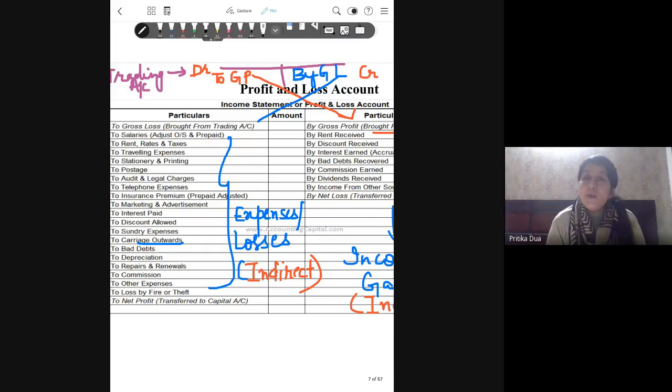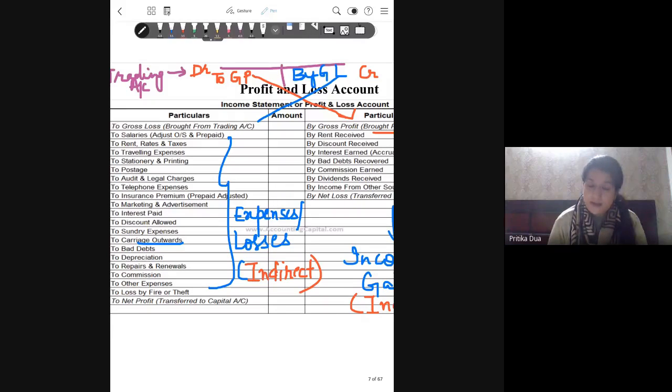Expenses are day-to-day charges to run the business. Loss is not happening on a daily basis. So once in a blue moon, there might be a fire in the office and some property is damaged, your tables, furniture is damaged. All this is a loss for the business that will come on the debit side. I hope these expenses are clear.